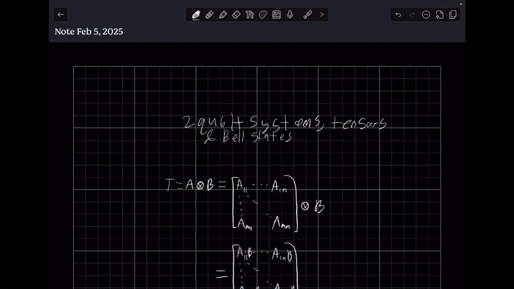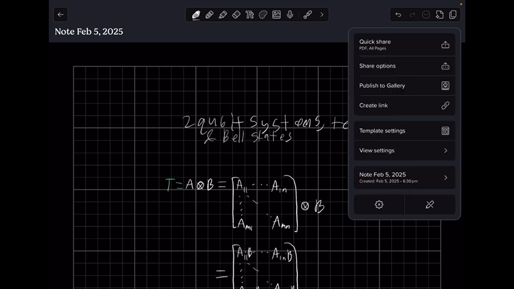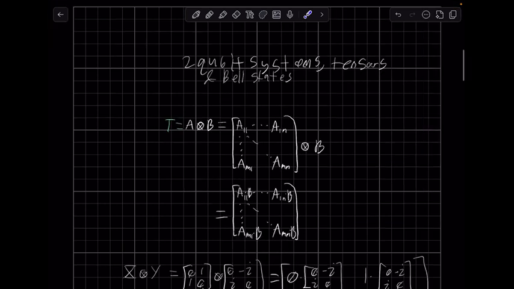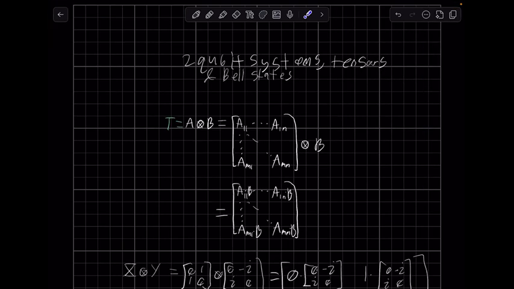Alrighty, today we'll be discussing two qubit systems, tensors and Bell states. So for this tensor product here, we define it as the tensor product between a matrix A and a matrix B. Now this matrix A is then distributed into its components as seen here, and the B is then expanded into each of its elements.